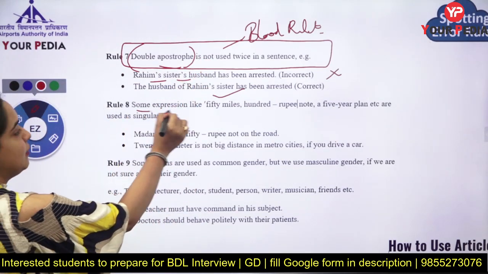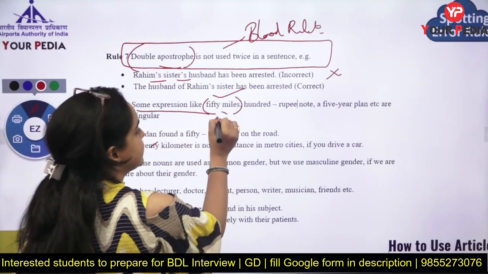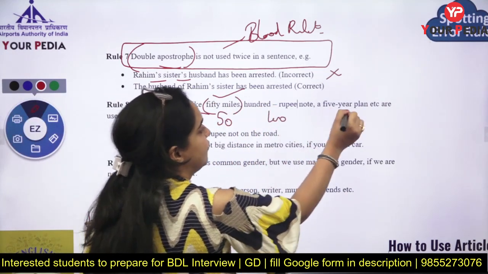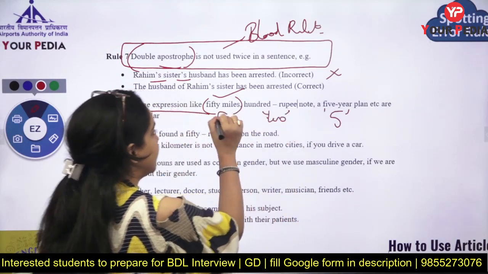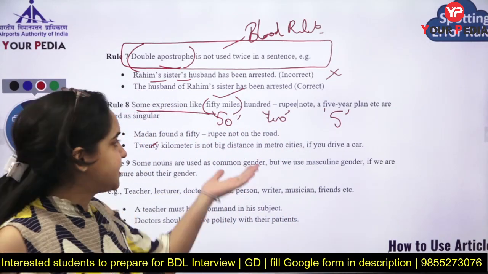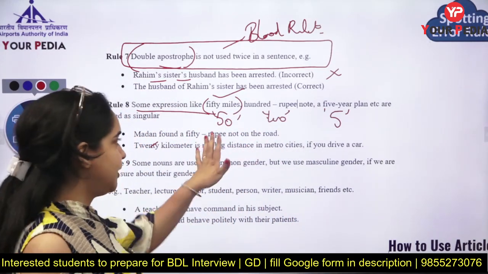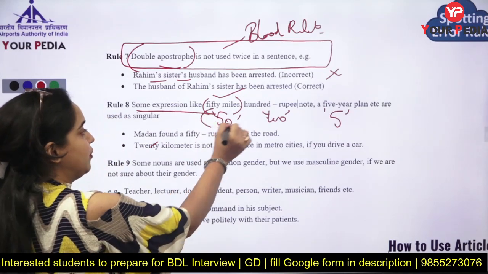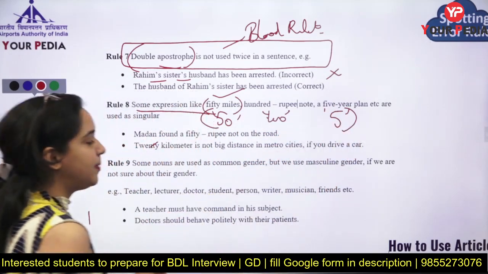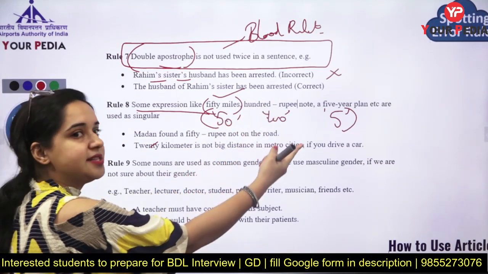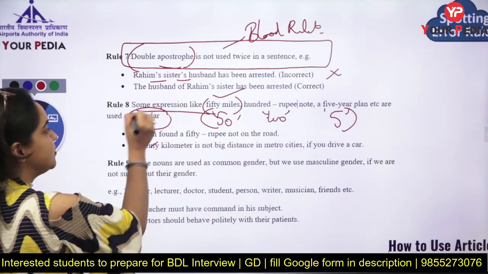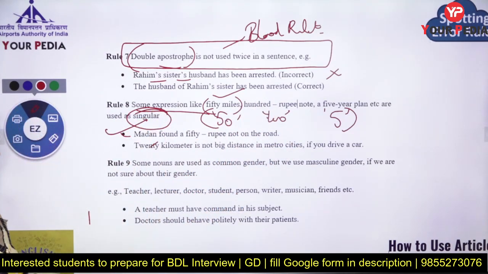Next you have, now this is there, 50 miles, 100 rupee note, 5-year plan. तो आपको लगेगा नंबर आ गया है और कितना भारी नंबर है, तो इसके साथ तो plural लगेगा. नहीं, it won't be counted as this. Whenever you have these numeric forms, 5-year plan is, 100 rupee note is. So every time you would be using these expressions as singular.